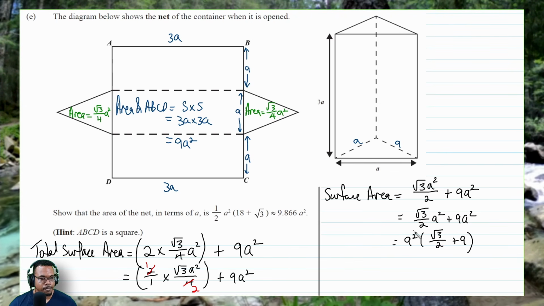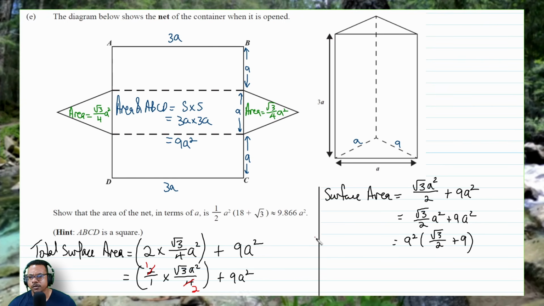You divide this whole thing by a squared. The a squared is cancelled, so you remain with square root of 3 over 2. You divide this 9a squared by a squared. The a squared is cancelled and you remain with 9. I know my 9 looks sort of like an a, but this is a 9 here.